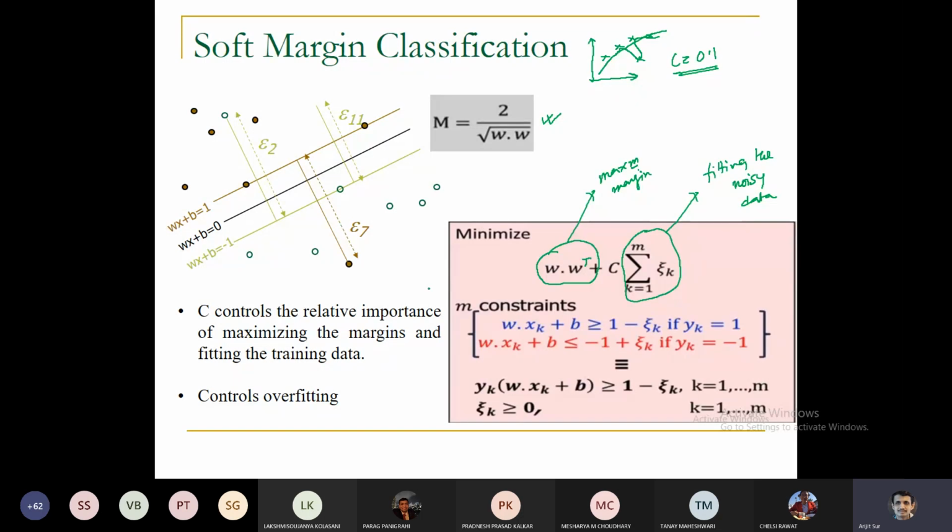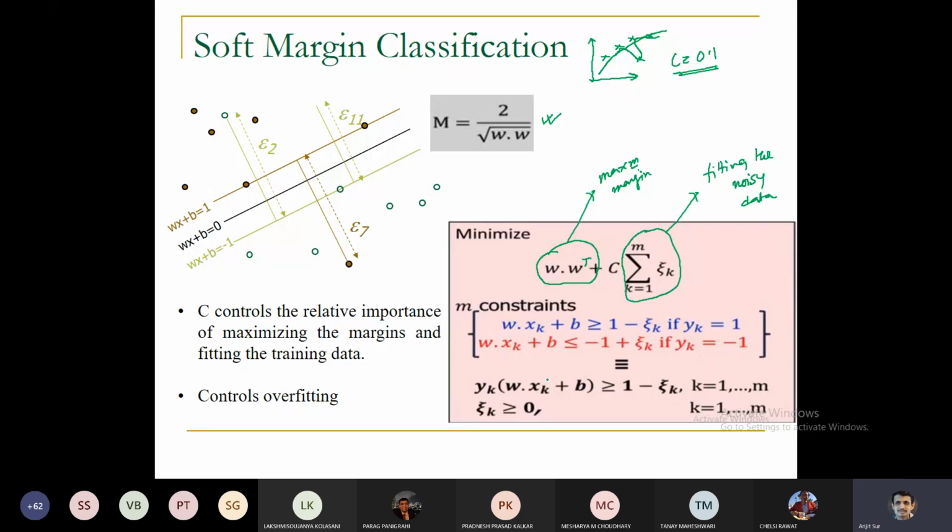That is one thing. Now, from the point of view of mathematical representation, w·xk plus b is greater than or equal to 1 minus the slack variable xi k if y is equal to 1, so it's a positive example. And w·xk plus b is less than or equal to minus 1 plus xi k if y is equal to minus 1. Joining these two equations, we can say yk times (w·xk plus b) is greater than or equal to 1 minus xi k, for k equal to 1 to n, and xi k is greater than or equal to 0.